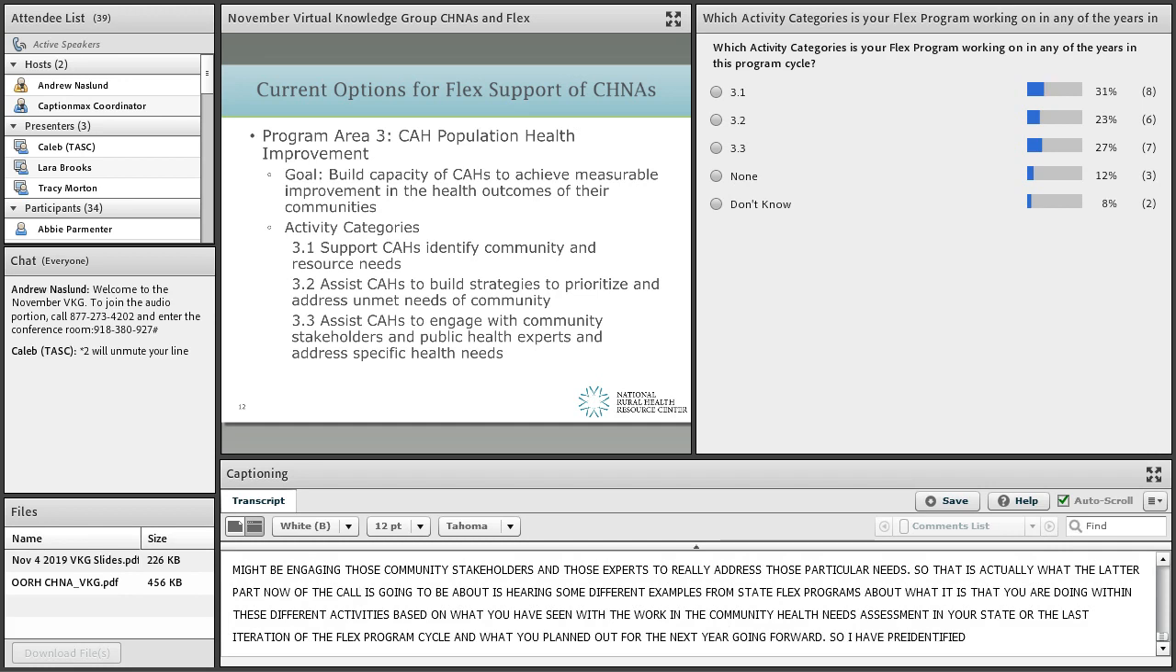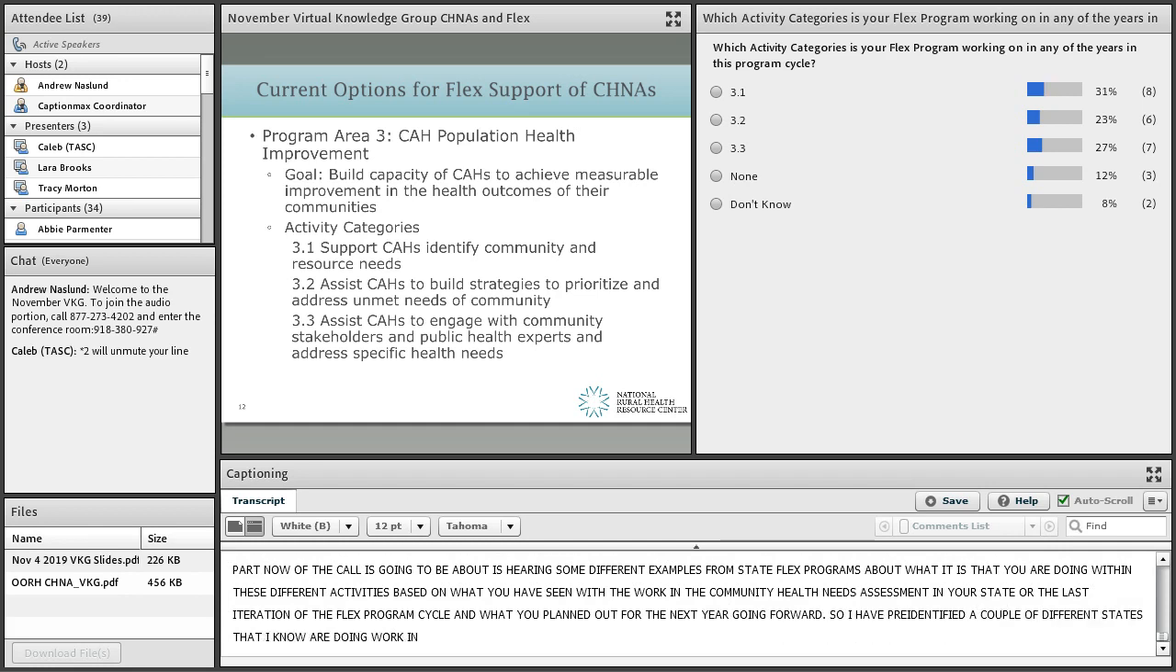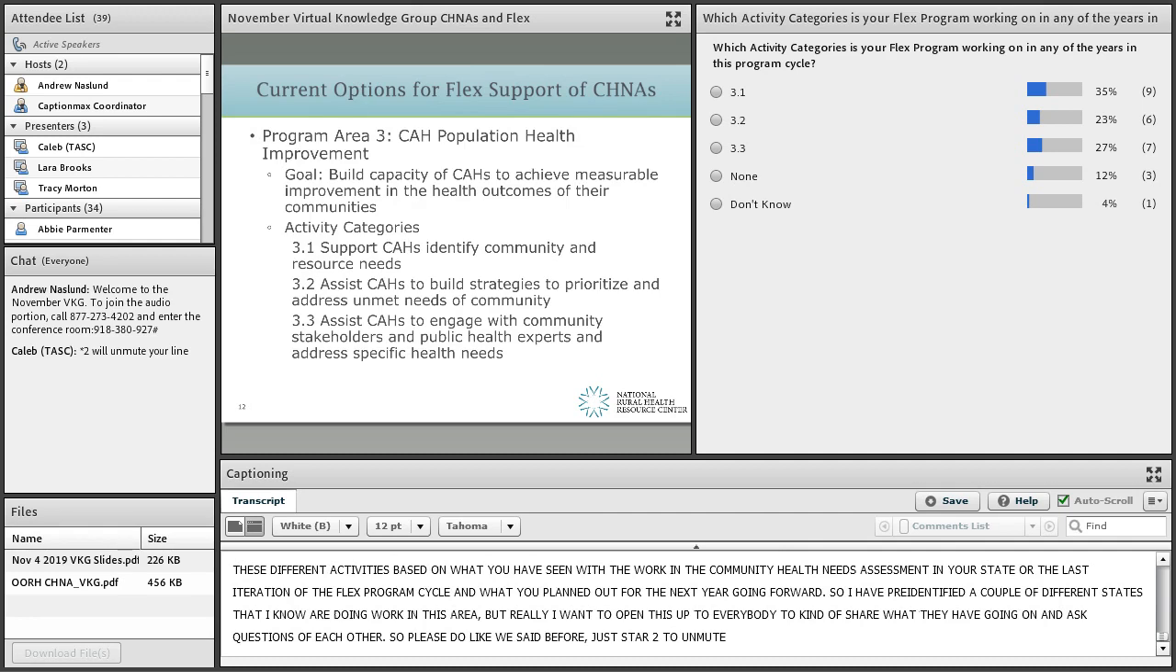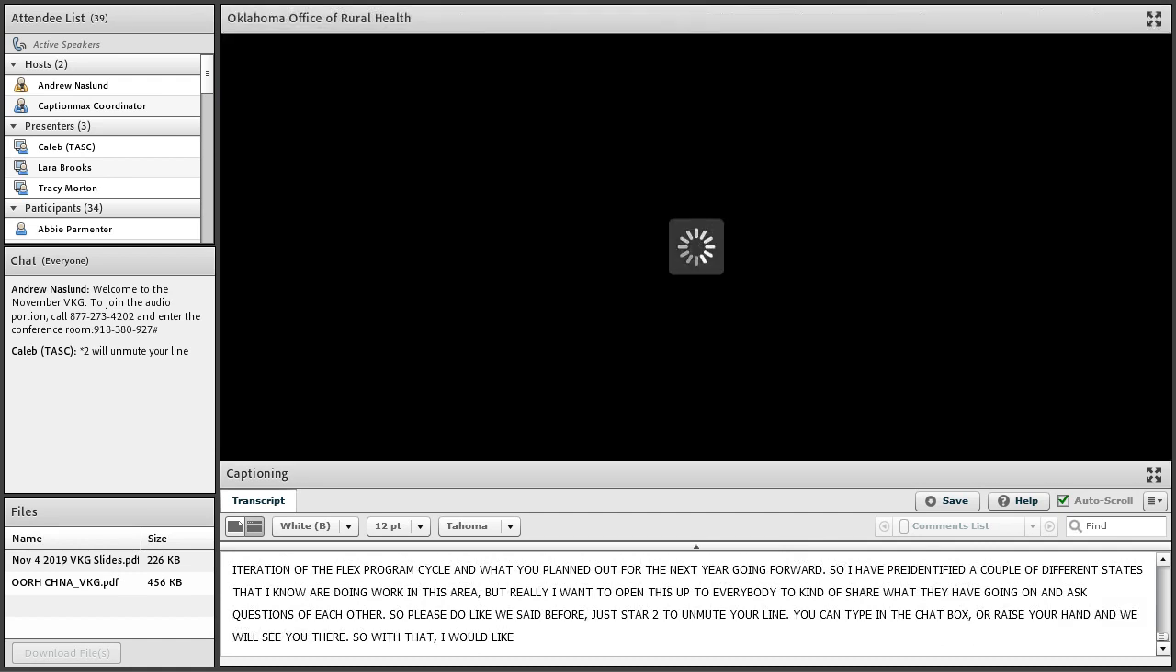Okay, great. So it looks like there's quite a few states that are helping their CAHs identify those needs. A handful of you are working to help the CAHs really identify those strategies, and then a group are also working on very particular items that might be engaging those community stakeholders and those experts to really address those particular needs.